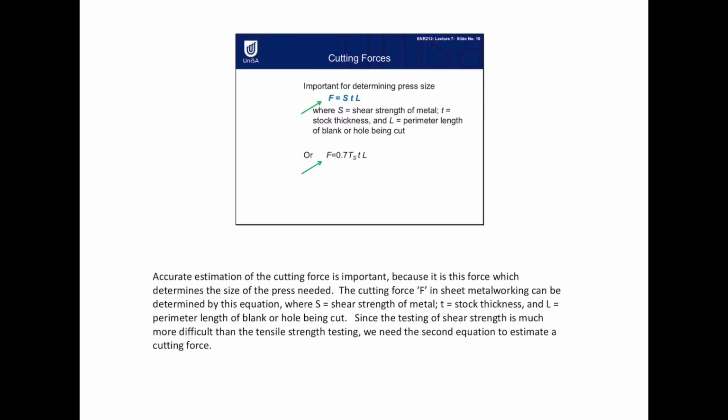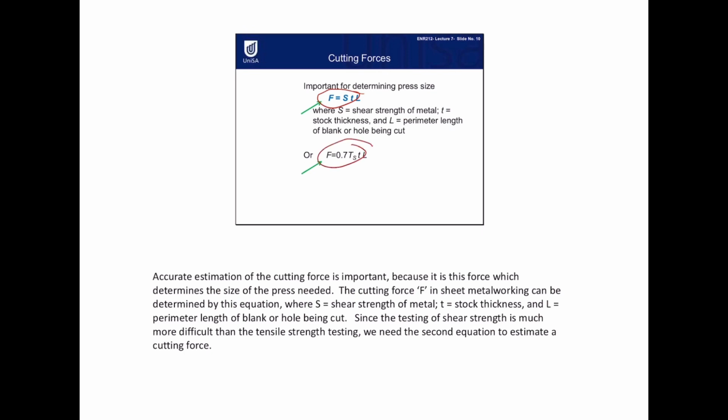For the cutting forces, it is important to determine press size. The cutting force F in sheet metal work can be determined by this equation, where F stands for the cutting force, S stands for the shear strength of the metal, T stands for stock thickness, and L stands for the length in meters of the blank or hole being cut.